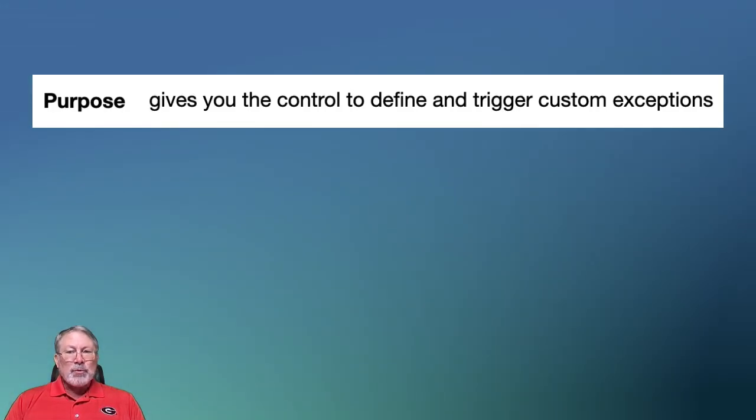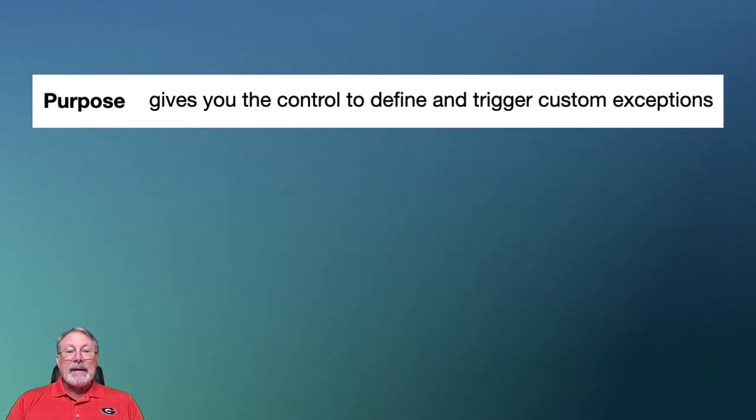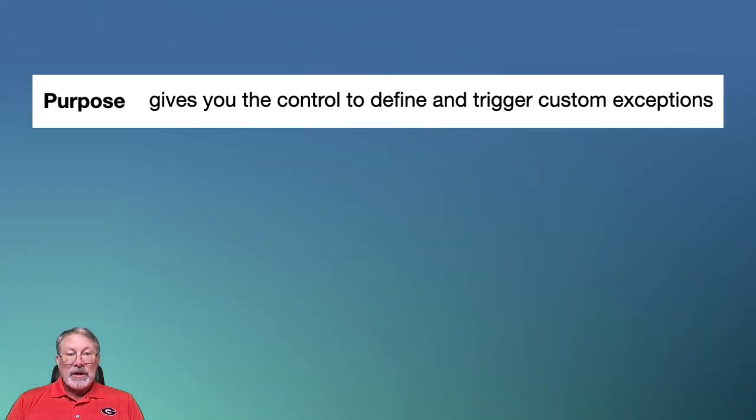In the complex world of software, not all errors can be anticipated by Python's built-in exceptions. Raise gives you the control to define and trigger custom exceptions, making your error handling more specific and informative for end users and developers alike.